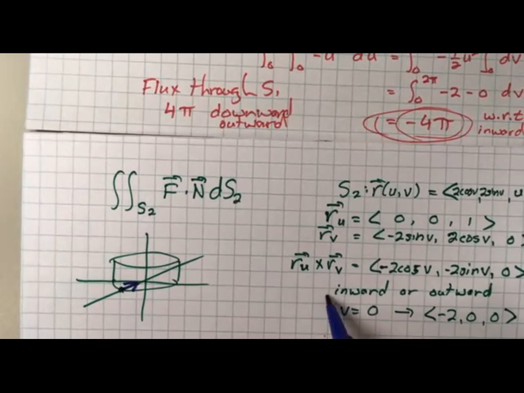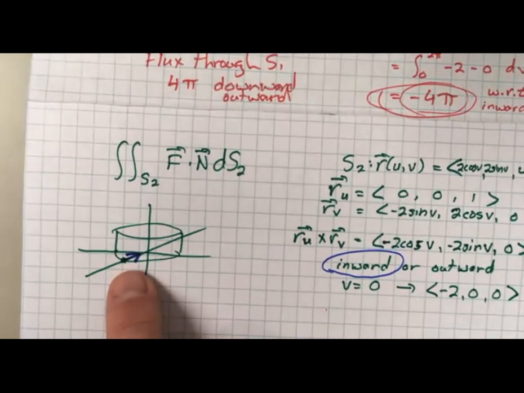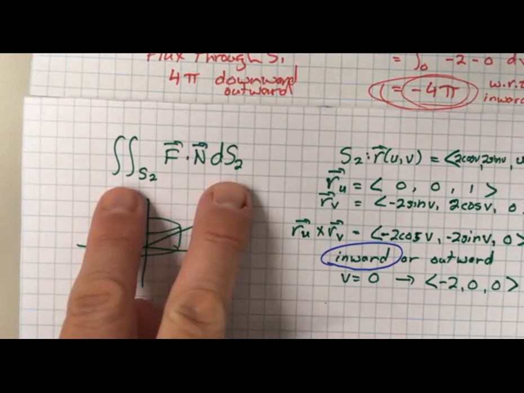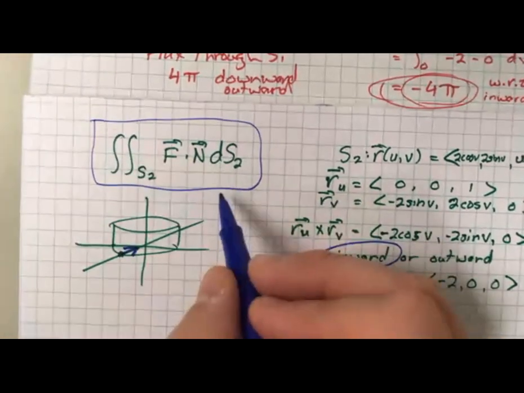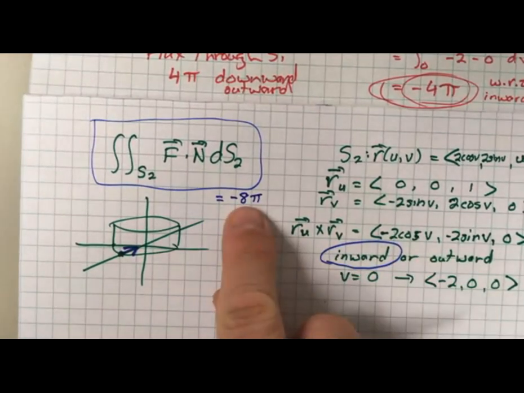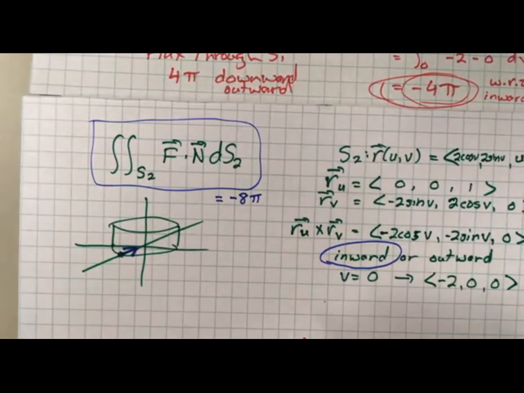So I'm giving you this warning. When you parameterize a surface, you have to establish the orientation of the normal. Now, let's go finish the calculation. But what do I want to happen? I want to find the last 8 pi of flux, but now I have an inward normal. So I fully anticipate when I evaluate this, I should get minus 8 pi. That's what I'm expecting because that will be minus 8 pi inward, which means 8 pi outward. So let's check it out.